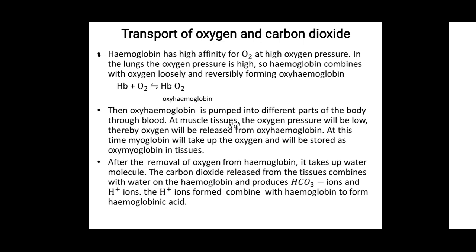Then oxyhemoglobin is pumped into different parts of the body through blood. At muscle tissues, the oxygen pressure will be low, thereby oxygen will be released from oxyhemoglobin. At this time, myoglobin will take up the oxygen and it will be stored as oxymyoglobin in tissues. So hemoglobin will transport oxygen as oxyhemoglobin, and myoglobin will store this oxygen by forming oxymyoglobin.